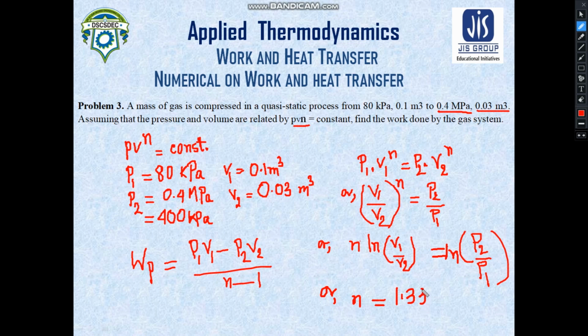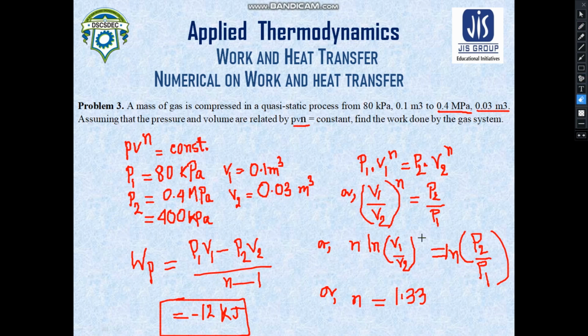which will give us the value of n equal to 1.33. Now putting the value of n equal to 1.33, we will get a value of minus 12 kilojoule. That means 12 kilojoules of work has been done on the gas to compress it from 80 kilopascal to 0.4 megapascal. So ultimately this is the work done, minus 12 kilojoules.